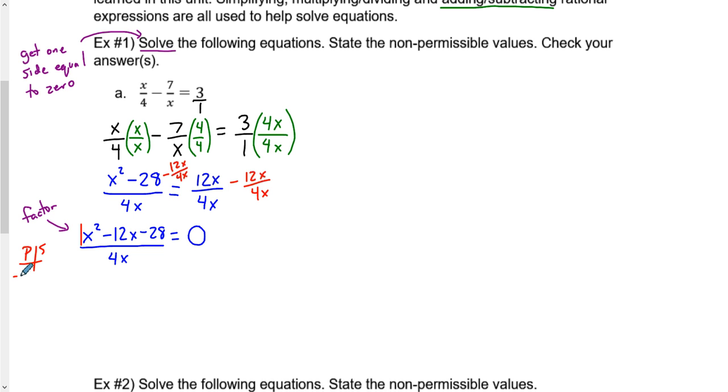The 1 times negative 28 is a negative 28, with a sum of negative 12. So the only way that we get a product of negative 28 and a sum of negative 12 will be a negative 14 and a positive 2. So this entire numerator would factor as an x subtract 14 and an x add 2. A reminder, with simple trinomials, we can do this when there's a 1 in front. If it's a complex trinomial, we're going to have to do complex factoring.